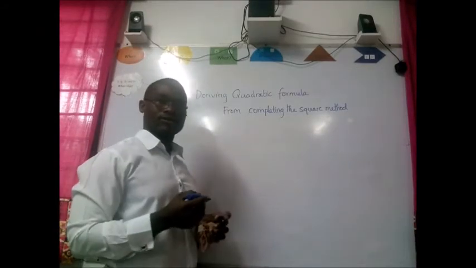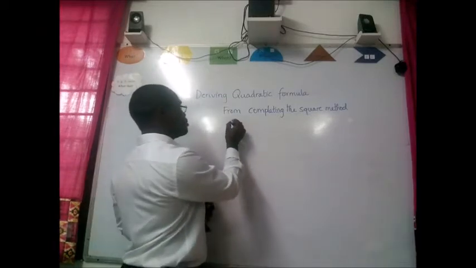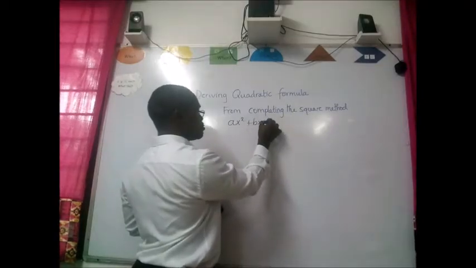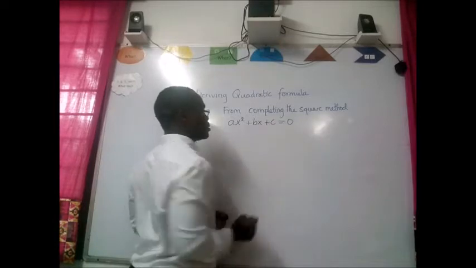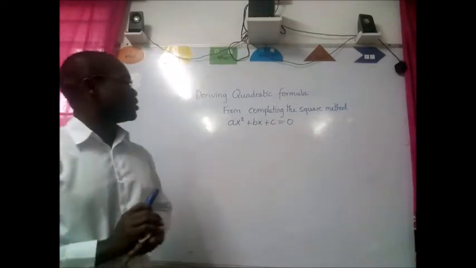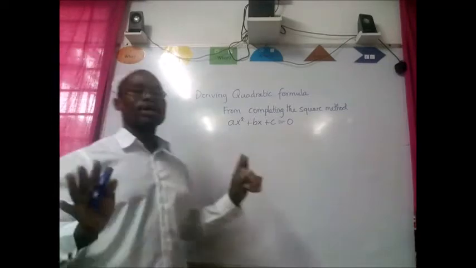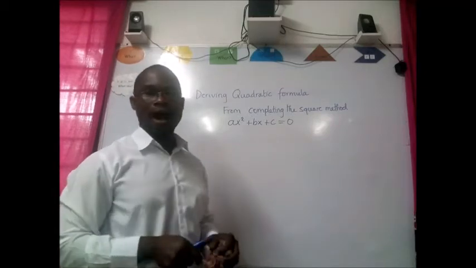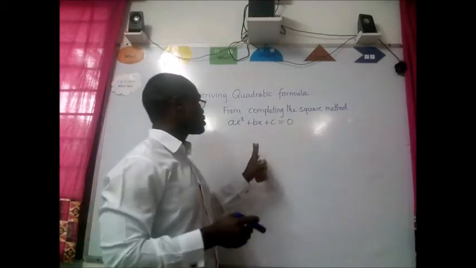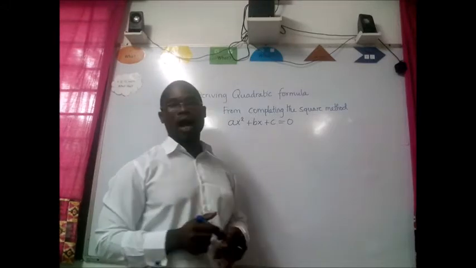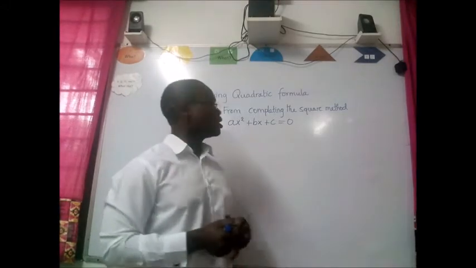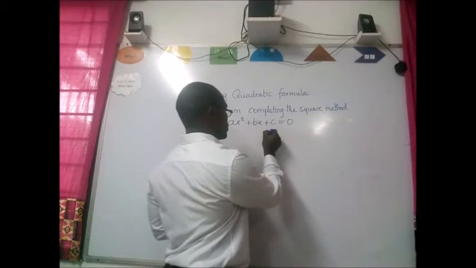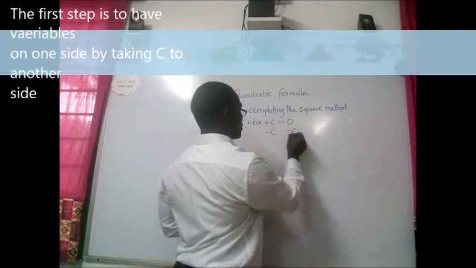The quadratic form is most of the time ax squared plus bx plus c is equal to 0. This is the format. Now we need to remain with the variables on the left hand side. How do we do that? We subtract the constant c, as there is no variable attached to it, from both sides. It means we take it to the other side.